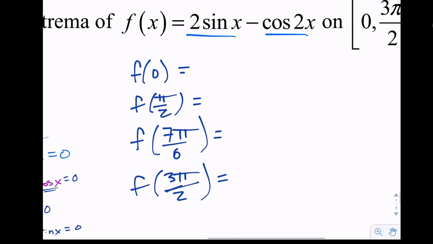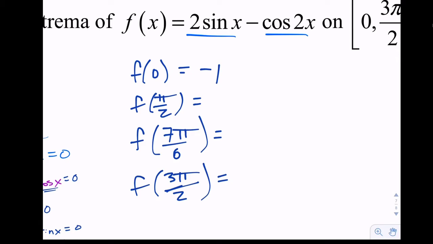F of 0, we plug it in, and 2 sine of 0. Sine of 0 is 0, so this first term becomes 0. And then I get cosine of 0 is 1. So 0 minus 1 is negative 1. So it's not going to be difficult. You've got to be very mindful. And if you need to write stuff down, that's fine.